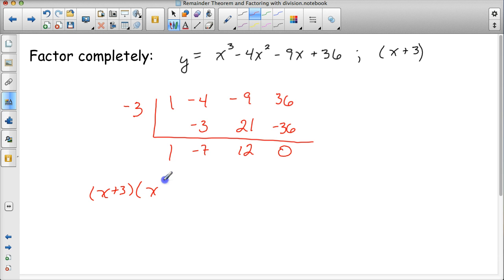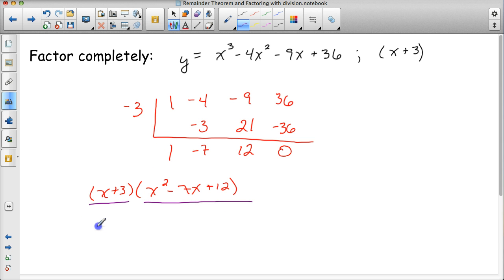So far what we know then is that we have factors x plus 3 and x squared minus 7x plus 12. These are our factors of our polynomial x cubed minus 4x squared minus 9x plus 36. But we're not quite sure that this is factored completely. After all, I have one linear factor, but I have one quadratic factor. Since I'm not looking for the solutions, I can't use the quadratic formula to simplify this. So what I do need to do then is see if I can factor further.